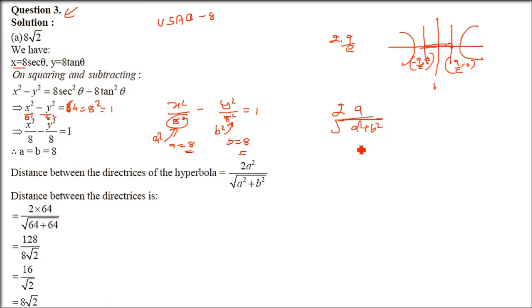Eccentricity is under root a square plus b square by a. Now a goes up, so 2a square by under root a square plus b square. Now you have a square, you have b square, both of a square, b square is with you. Now put it here, you will get 8 root 2.